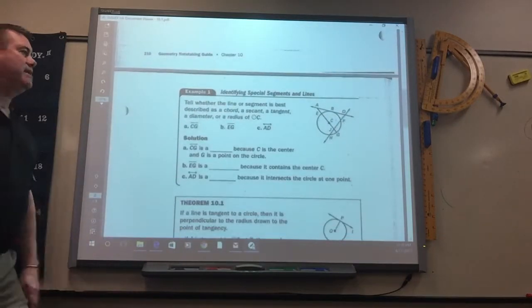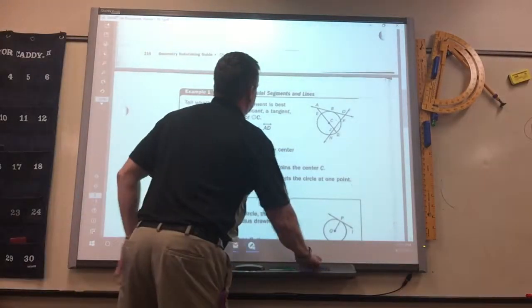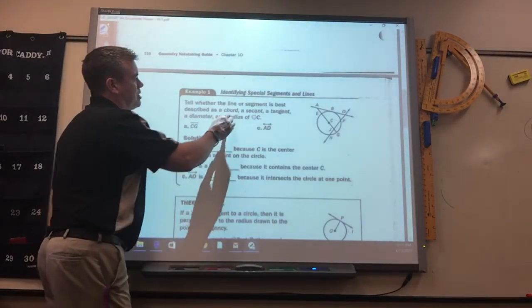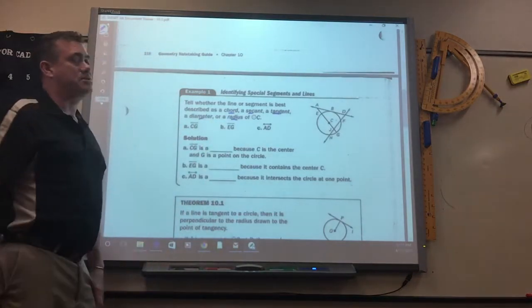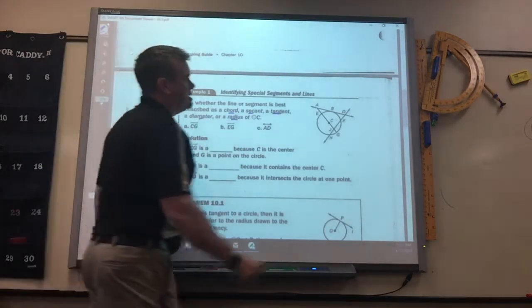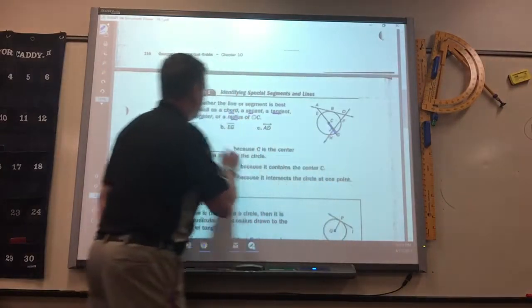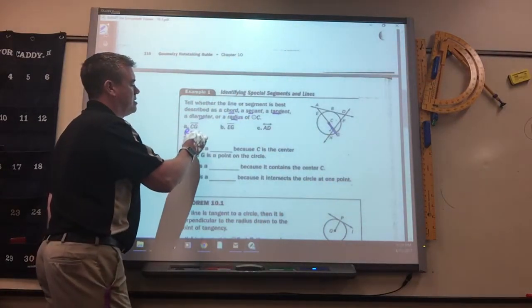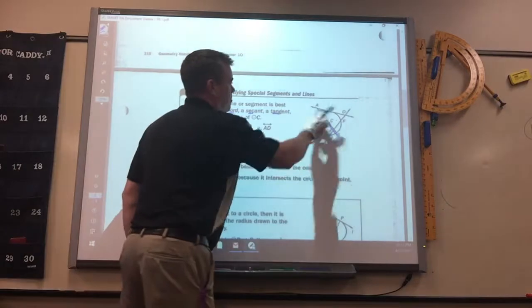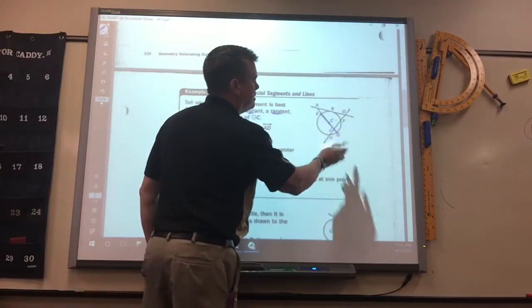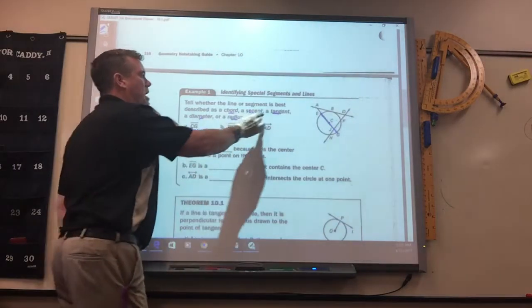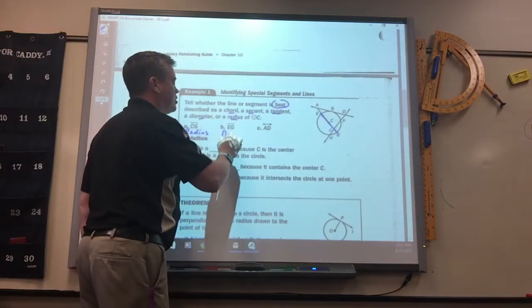All right, so identifying. CG, is it a chord, a secant, a tangent, diameter, or radius? They want the best name. CG is a radius. EG is a chord, but the best name is diameter because it goes through the middle.